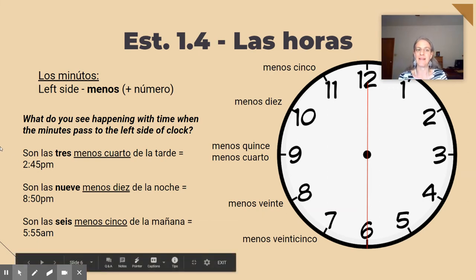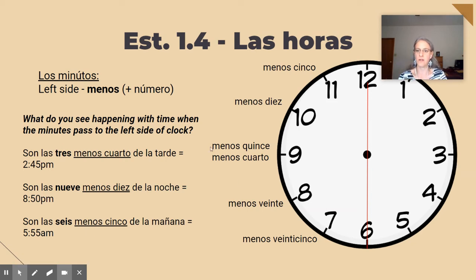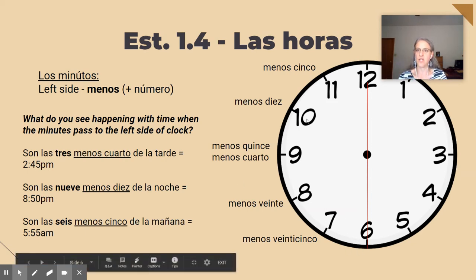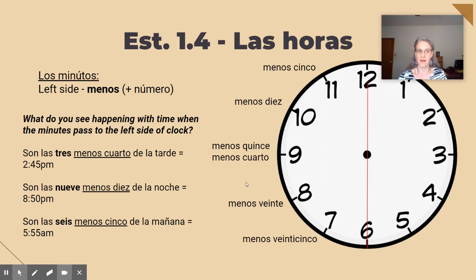It means minus. Okay, so know that our connecting phrase now for minutes, once we go past the 30-minute mark, any minutes 31 to 59, we're going to connect with the word menos instead. Okay, now this is a very different thing that happens in Español. Telling time going past 30 minutes, we do something very unique in Español. So see if you can figure out what's happening with time when the minutes pass to the left side of a clock. So let's look at these times.